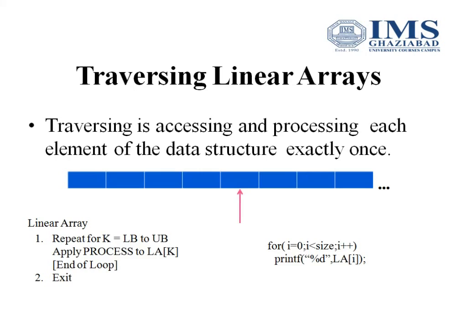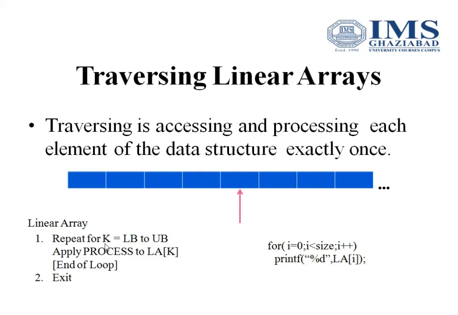Whatever process we want to apply, either we want to add some number to the element present in the array, subtract, or print some element from the array, that is called the process. It is up to you whatever you want to do with that element. So the algorithm to traverse the linear array is: repeat for k equal to lower bound to upper bound.